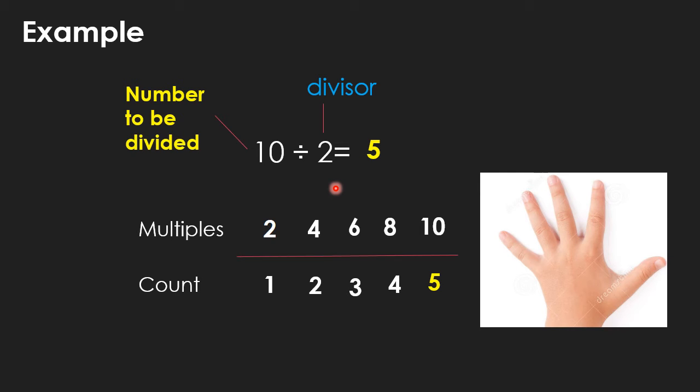We can also use your fingers to do the counting. As you mention the multiples, you have to raise your finger. 2, raise your first finger. 4, raise your second finger. 6, raise your third finger. 8, raise your fourth finger. And 10, raise your fifth finger. How many fingers did you raise? You have raised 5 fingers. So therefore, 10 divided by 2 is equal to 5.